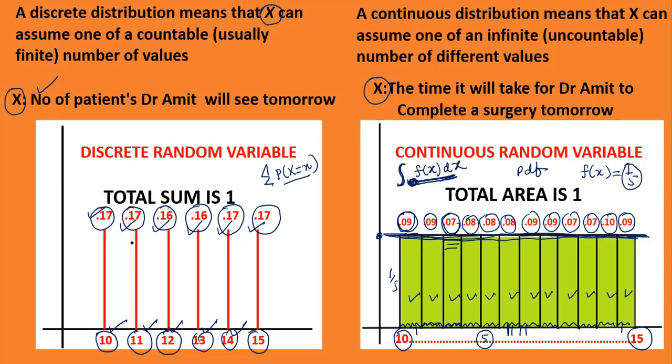Here we are able to write each probability starting from 1 up to 6. That means this one is 0.17, this one is 0.17. Individually we write, we don't need a formula. But we need a formula here. At any point, f(x) is the height. So we have a formula here rather than an interval.